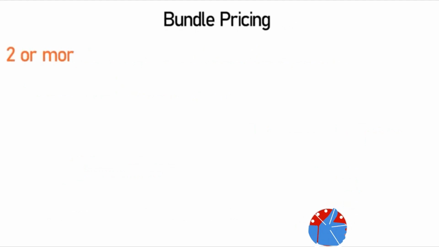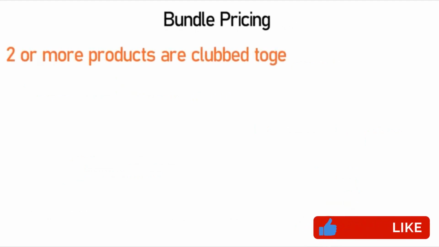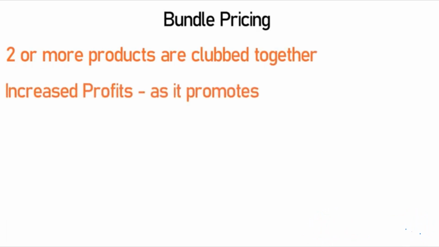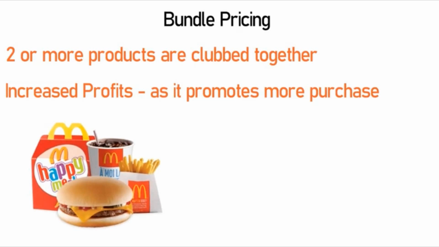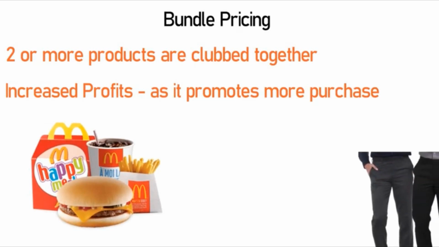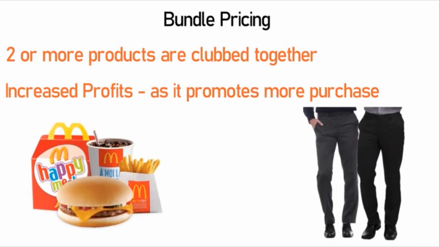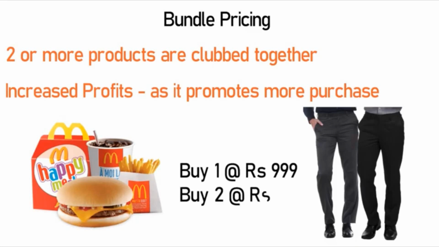The sixth type of pricing strategy is called as bundle pricing. Bundle pricing involves selling packages or set of products at a lower prices. Even after selling it for discounted price, it will increase the profit because it promotes the purchase of more than one product. So the classic example for this is McDonald's. McDonald's Happy Meal is the perfect example for bundle pricing. Also in apparels, a trouser may be priced at Rs 999 for one trouser and the same may be priced at Rs 1700 or 1800 if the customer is buying two trousers. So this is called as bundle pricing.